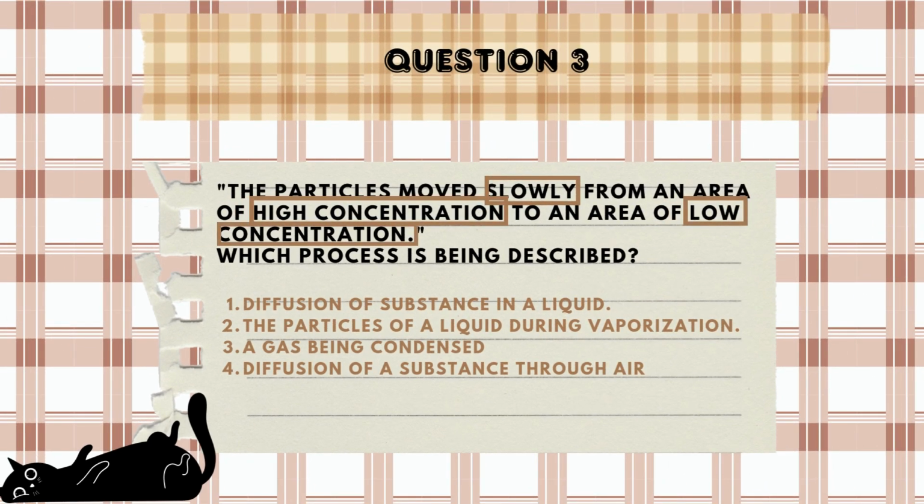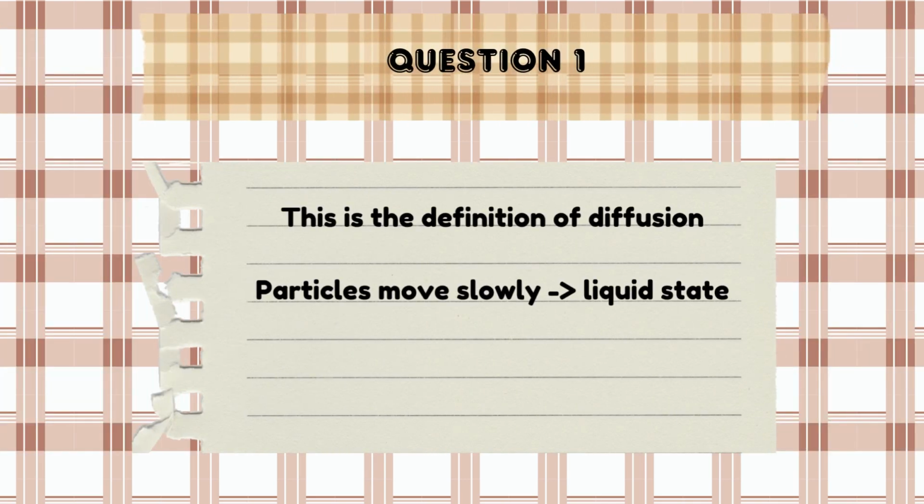Question 3 gives us a description about something, and we have to figure out what is being discussed. Particles move slowly from an area of high concentration to low concentration. The movement from high concentration to low concentration is the description of diffusion.